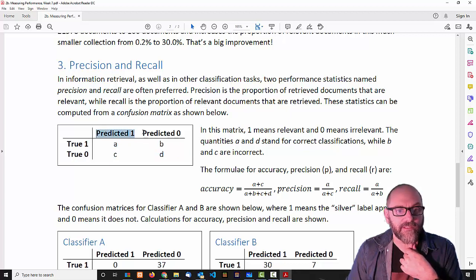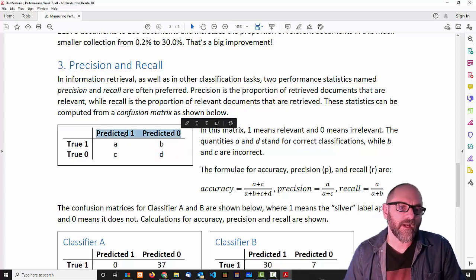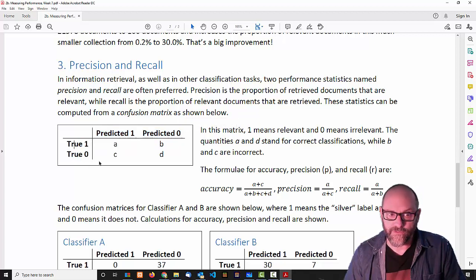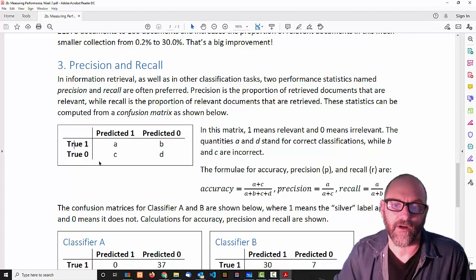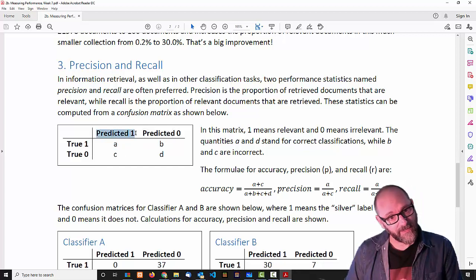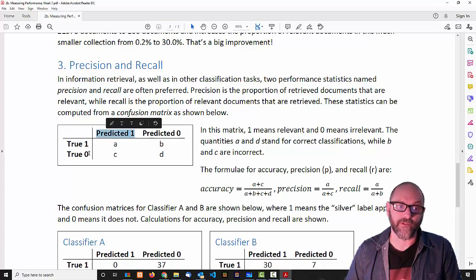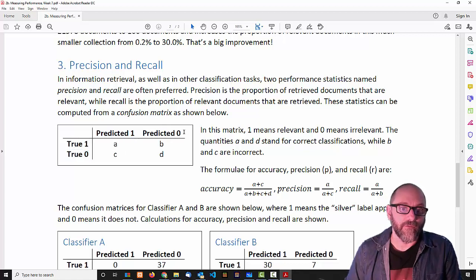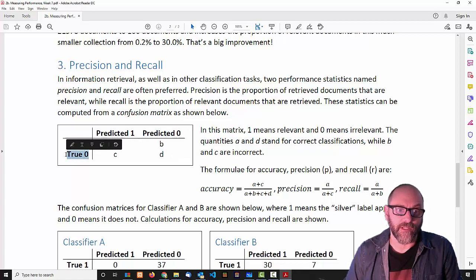So if you think of this as a matrix, as a table, across the top we have our predictions, and down the side here we have the real answers. When we're measuring performance, we know what the correct answers are. So we make a little graph like this. The number A represents the number of times we said it was a silver document and we were right. And then the number C represents the number of times we said it was silver and we were wrong. And then over here, B represents the number of times we said it was not silver and we were wrong, because it really was silver. And D represents the number of times we said it was not silver and it was not silver.